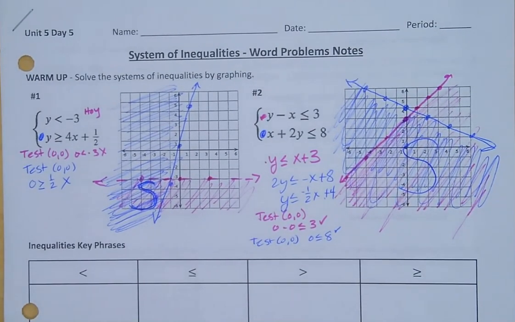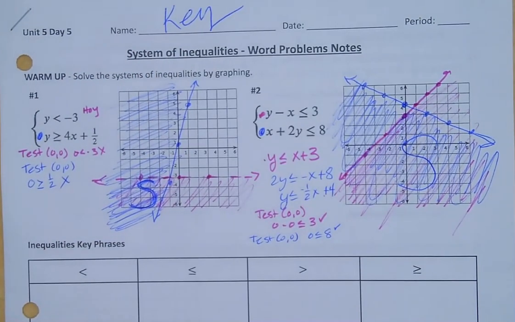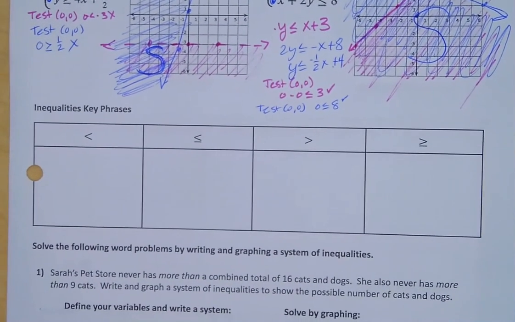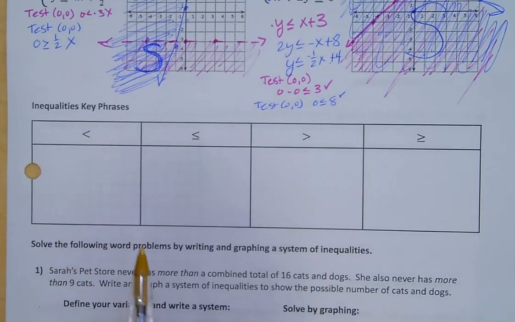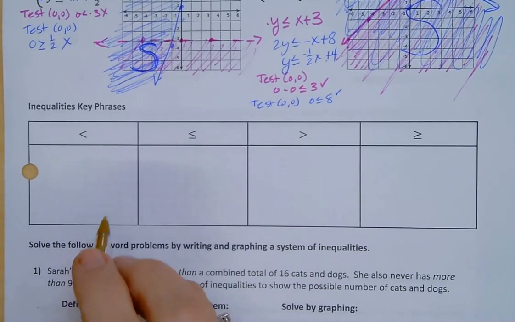All right, so that's just a quick reminder of how we graph our system of inequalities to find the solutions. Today's notes are going to be all about word problems that have systems of inequalities. So we just want to think about some words that are going to give us the symbols that we're using.